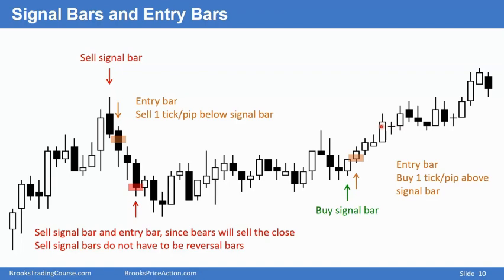If they buy this close, this is the entry bar, but they bought the close because it's a strong bull trend bar and the 5th bar up. So it's also a buy signal bar. And it's not a reversal bar. It's not reversing anything. The market is trending up strongly. There's no reversal.